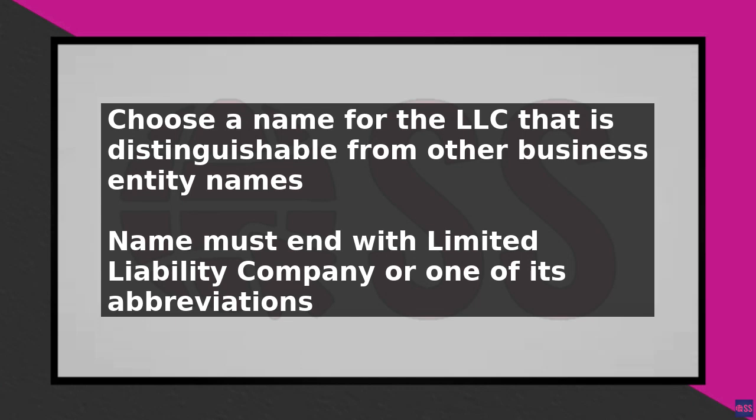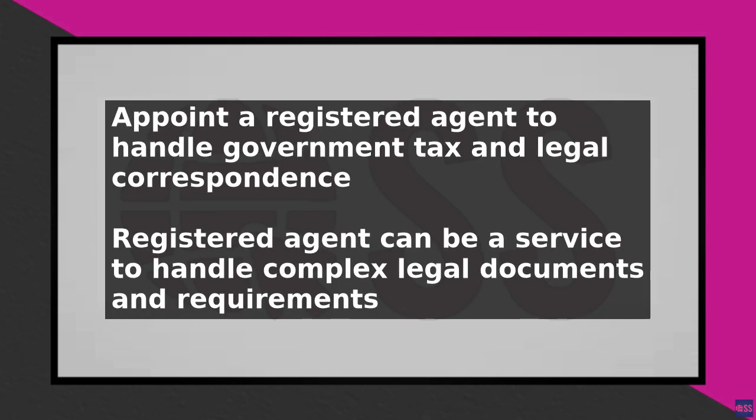If the preferred name is already taken, a DBA, doing business as, registration can be filed, allowing the LLC to do business under a different name. The next step is to appoint a registered agent, who will handle government tax and legal correspondence on behalf of the LLC. While it is possible to act as one's own registered agent, this is not recommended due to the complexity of legal documents and requirements. Most people use a registered agent service to handle these tasks.